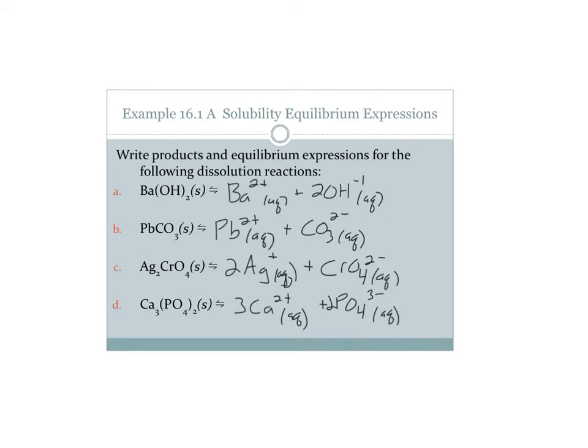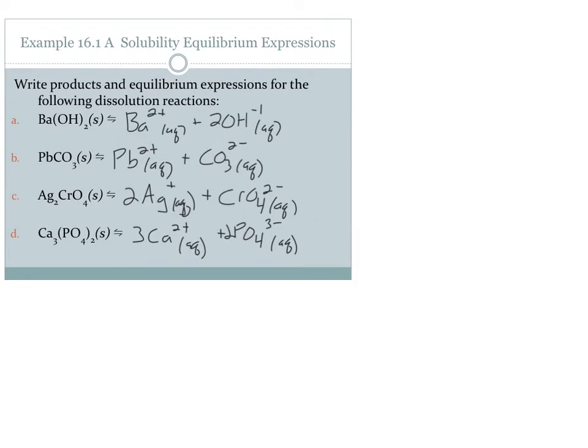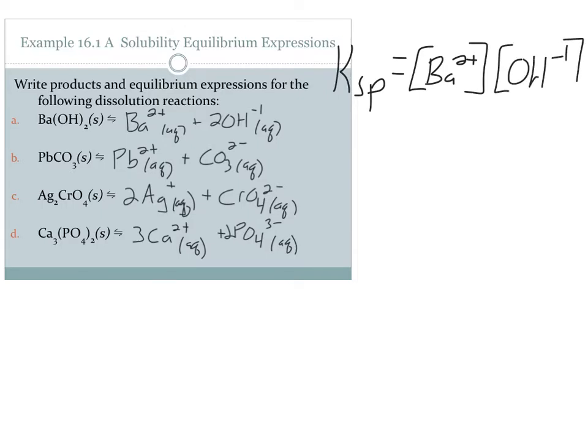So when we look at the equilibrium for the barium hydroxide, for example, we get an equilibrium expression. It's called a Ksp, and here we can see that it is going to be barium 2+ times hydroxide 1- squared.